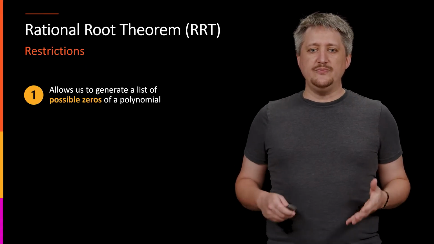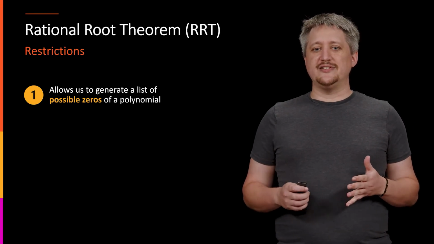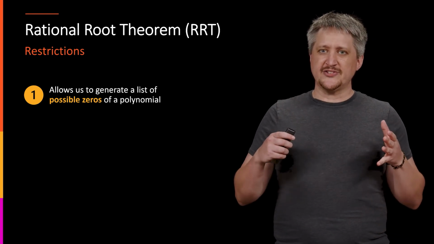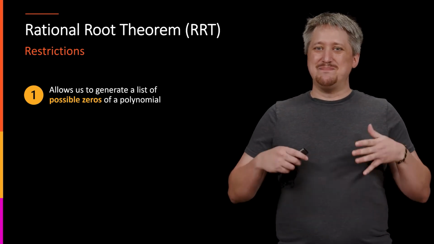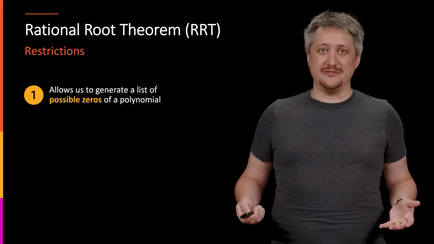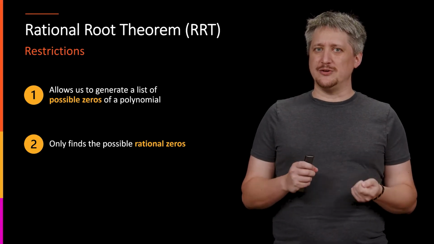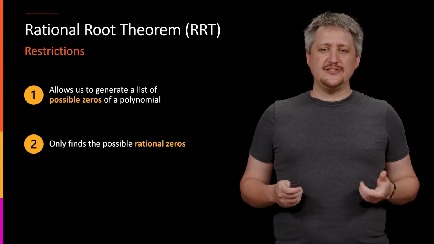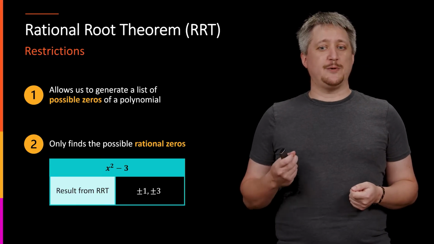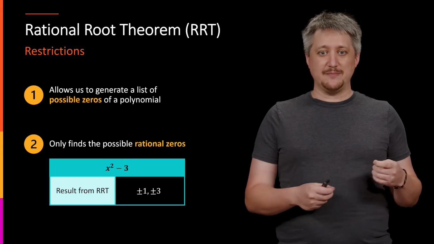All right, so how do we use this? Well, the thing is that this allows us to generate a list of possible zeros. So it doesn't necessarily find the 0, but it allows us to narrow it down from infinite possibilities to at least some list. The thing is it only finds rational number zeros, okay? So for example, if we have something like x squared minus 3, rational root theorem would say that the possible zeros are 1 or 3, because it's a factor of 3 divided by a factor of 1.